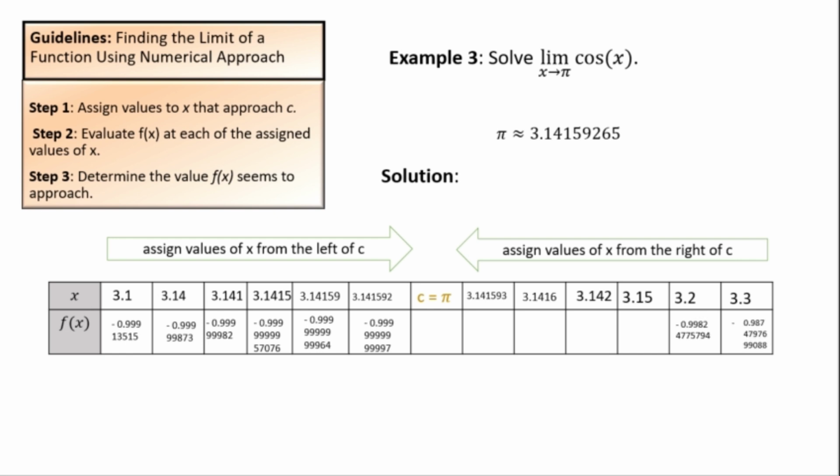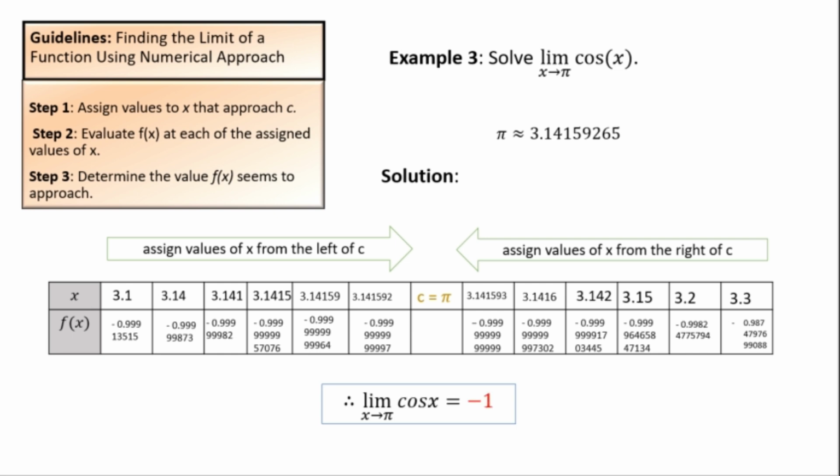How about on the other side? Let us see. So negative 0.987, then it goes down to negative 0.998, then it's really going down to negative 1 as well. Okay, and given these values, I think we are now confident to say that the limit of f of x, which is cosine x, as x approaches pi equals negative 1.